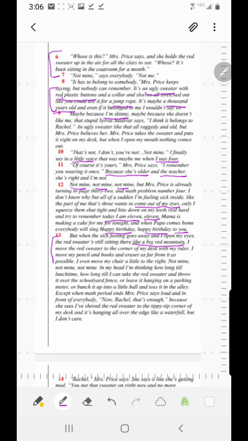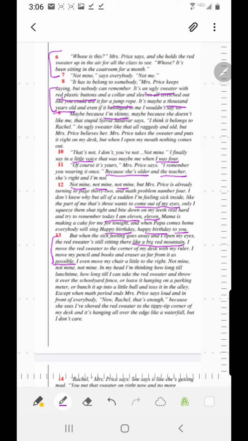So again, right before that, we have imagery here, guys, all right? So moving the red sweater, her pencil, her books, the eraser, again, reminding you that she's in a classroom, that she's at her desk. You can almost see it in your mind. And then she says again, not mine, not mine, not mine. Again, recalling that repetition.